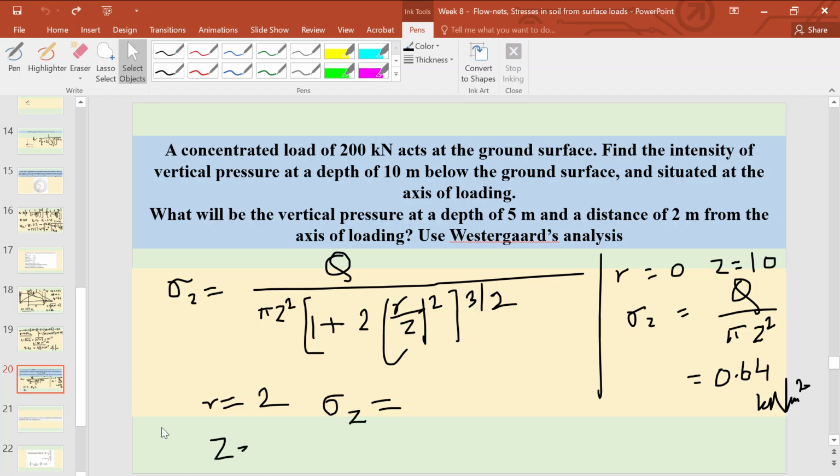Is it 1.67, sir? Yes, that's also wrong. 1.68, 1.67, something like that. It will be approximately 1.68 kilonewton per meter square. Z equals 5, r equals 2, and previously it was Z equals 10, r equals 0. So clear, right? This is the basic Westergaard formula.